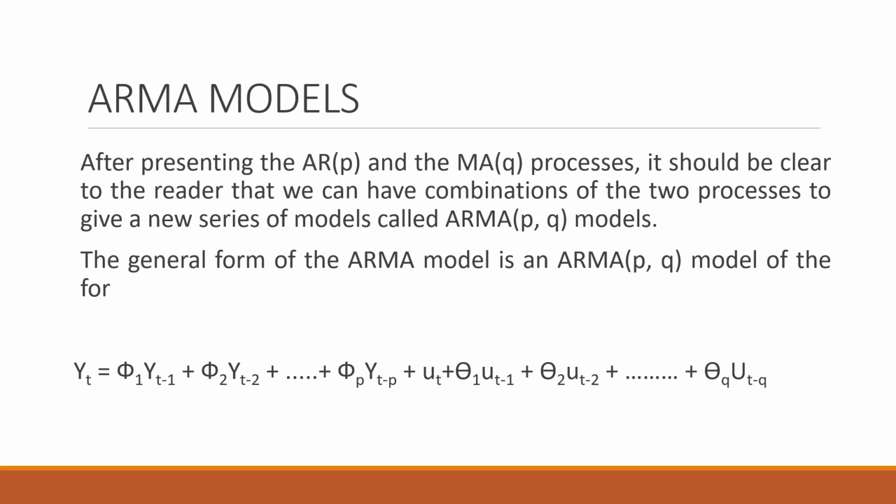Now, the entire ARMA model is represented by phi 1 yt minus 1 plus phi 2 yt minus 2 plus up to phi p yt minus p, that's the last term of the AR part, plus theta 1 ut minus 1 plus theta 2 ut minus 2. These are the terms related to MA, and last, the overall error.